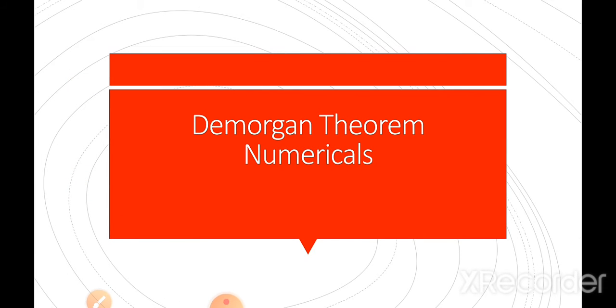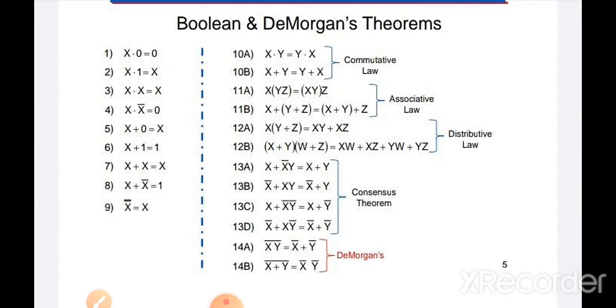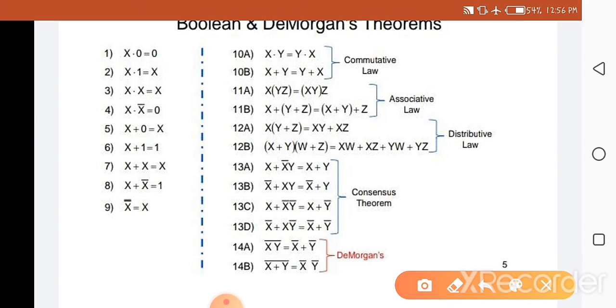Today I will discuss the De Morgan theorem numericals. So let us start. In the last class we discussed the theorem of De Morgan, which states: break the line over the bar and change the sign of the operator. So these are the theorems of Boolean algebra and De Morgan. That is, the Boolean algebra theorems are there.